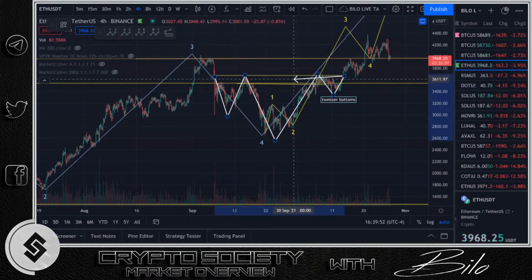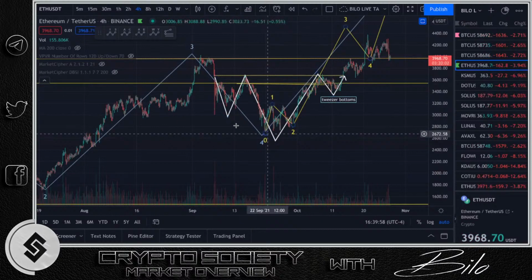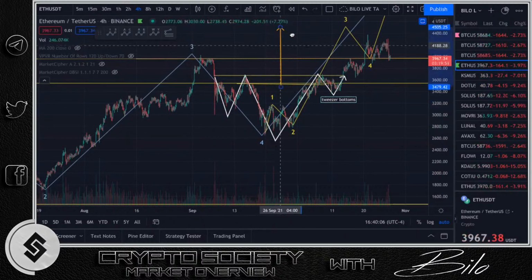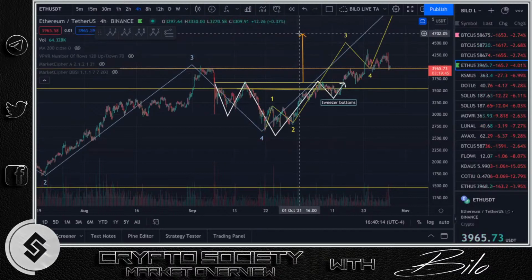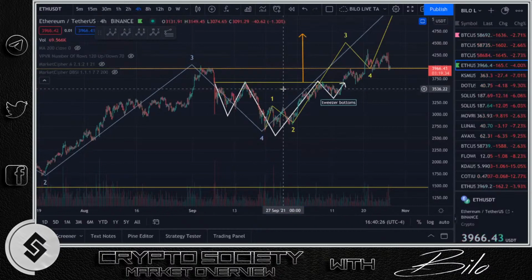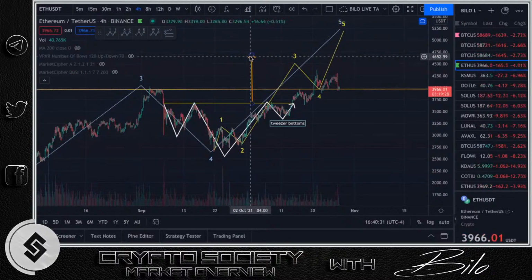This pattern here is referred to as an inverse head and shoulders, okay? The target of an inverse head and shoulders, as we mentioned earlier, is the distance from the lowest point, which is here, to the neckline, superimposed or transposed on top of the neckline. So in this case, the target is approximately $4,700. Let me just get rid of all these lines, it could be confusing. $4,700, okay? So this is the target of our inverse head and shoulders.